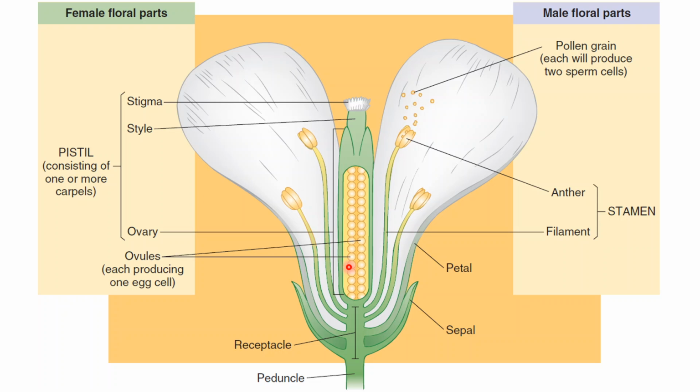Each ovule contains a female gametophyte, also known as embryo sac, in which develop one female gamete, an egg, and 2 polar nuclei.